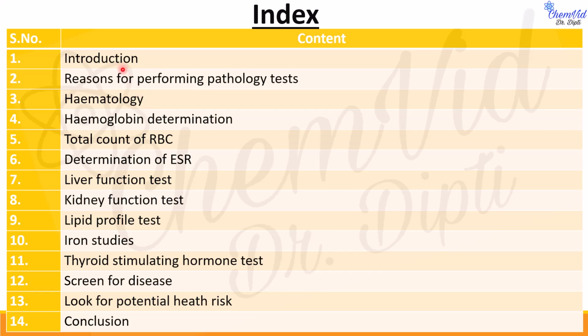So the first one is the introduction, then what are the reasons for performing the pathology test, and a brief note on hematology. Then you have to write various tests like hemoglobin determination, total count of RBC, ESR determination, LFT, KFT, lipid profile test, iron studies, TSH test, screen for the disease and look for potential health risk. However, these two can be included in the same topic, and the last one is the conclusion.